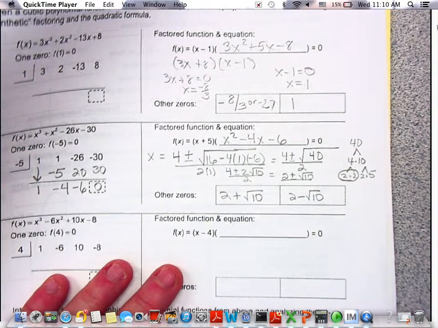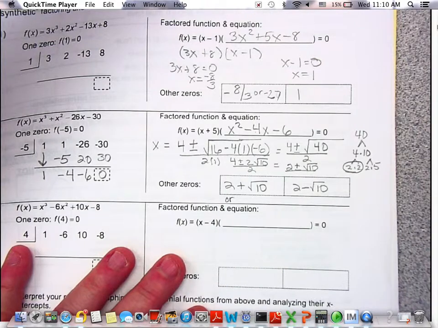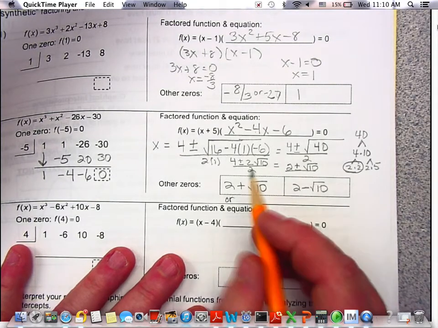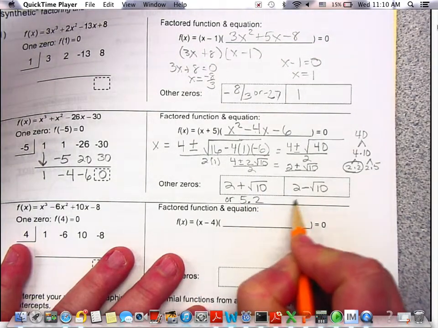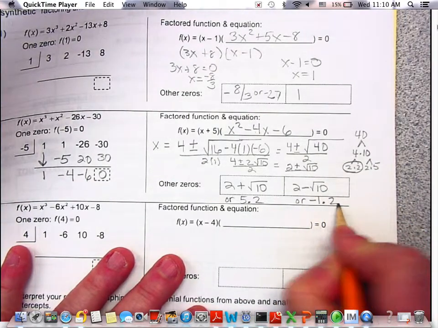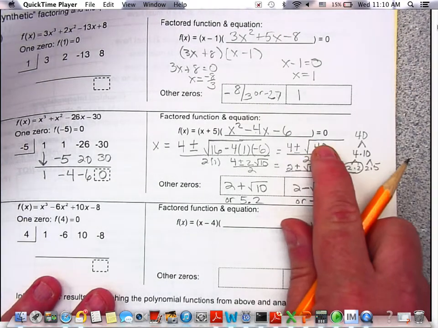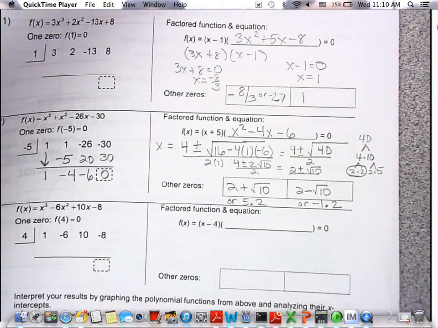And did anybody get a decimal for that? What's 2 plus the square root of 10? 5.2. Say that again. 5.2. Okay. And the other one? Negative 1.2. Okay, questions on that one? The tricky part was simplifying the square root of 40. Okay, number 3.